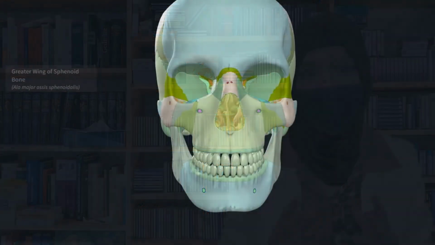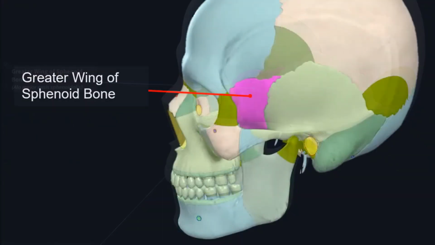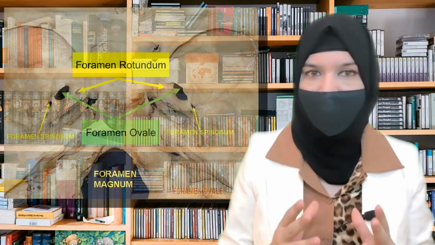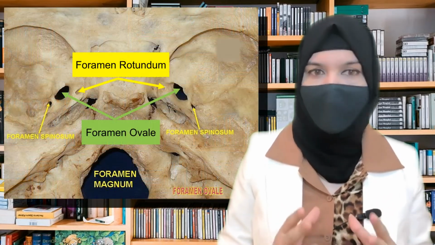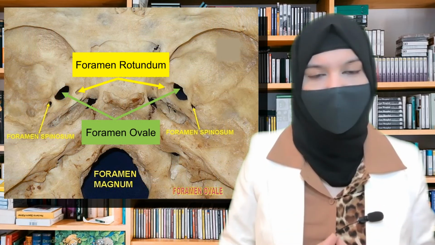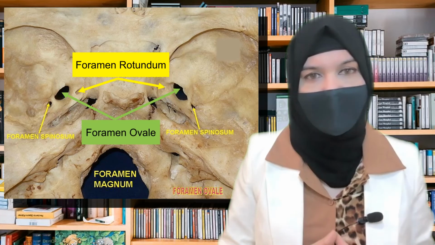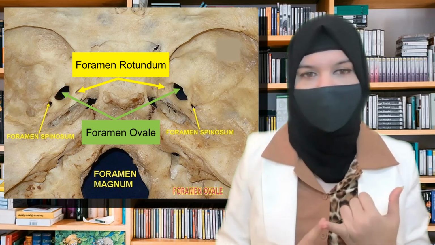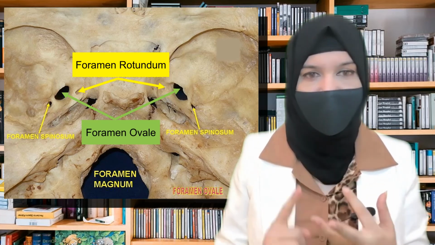So at the end, we have the greater wing of the sphenoid bone, also known as ala magna. These are two irregular large bones at the lateral aspect of the sphenoid bone. It consists of two important openings, foramen rotundum and foramen ovale. Foramen rotundum allows the passageway of the maxillary nerve, and the foramen ovale allows the passageway of the mandibular nerve, accessory meningeal artery, and the lesser petrosal nerve.